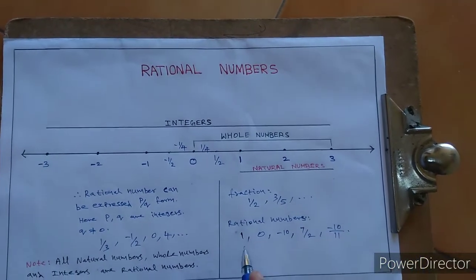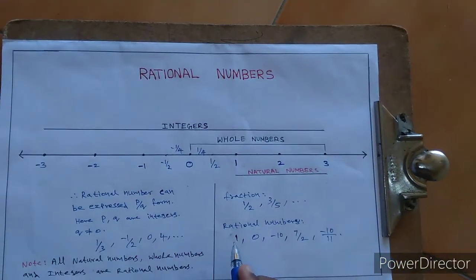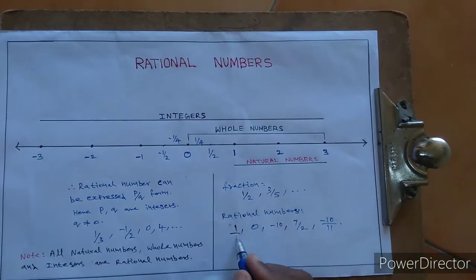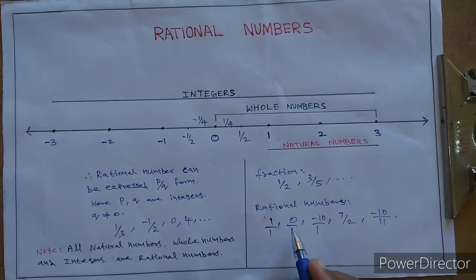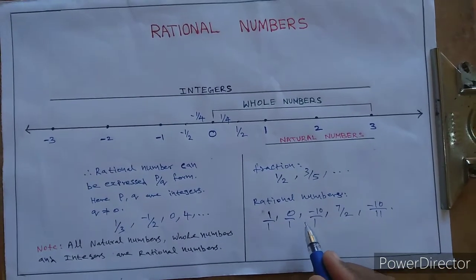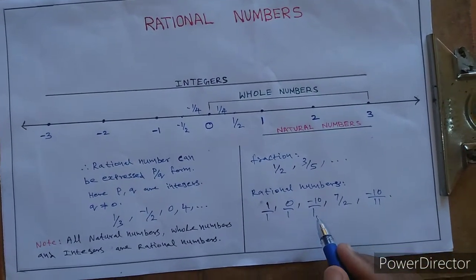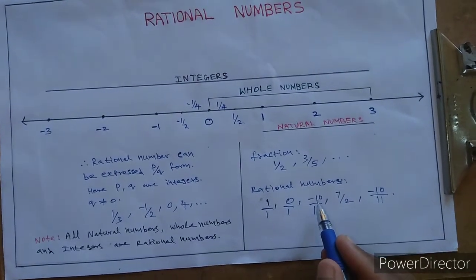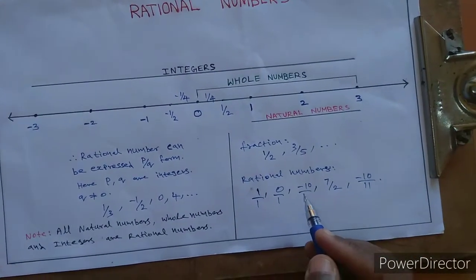Why can we say 1 is a rational number? 1 can be written in P by Q form as 1 by 1. 0 can be written as 0 by 1. Minus 10 can be written as minus 10 by 1. So 1, 0, minus 10 are also rational numbers.